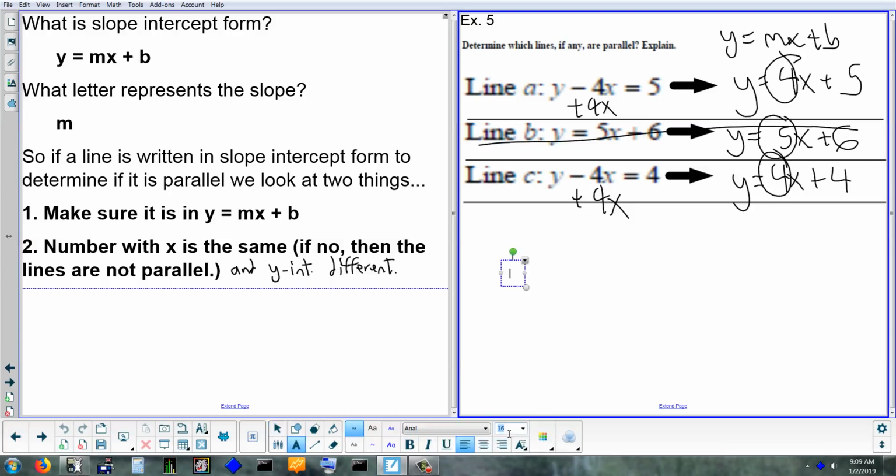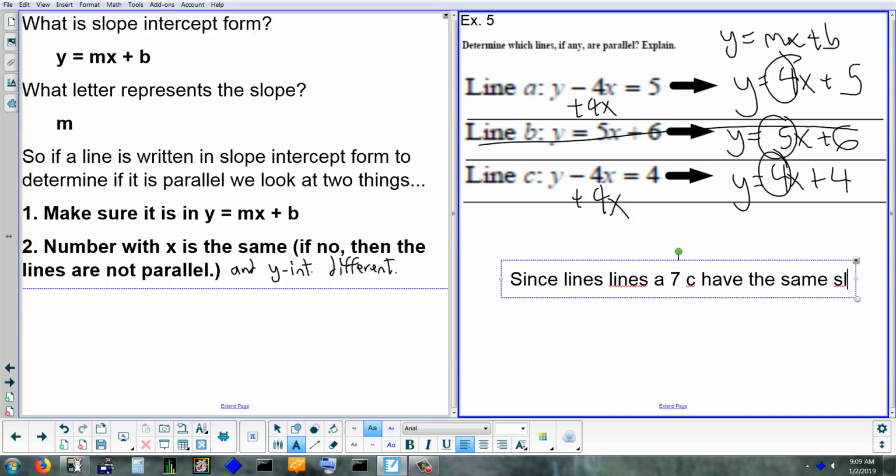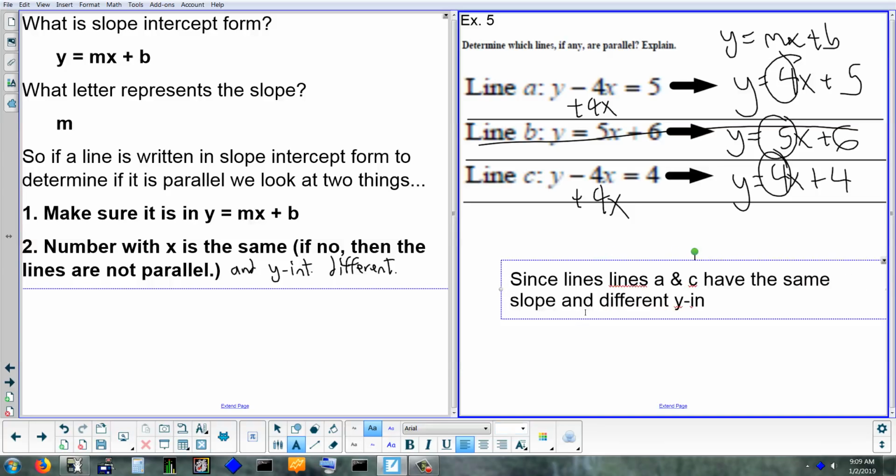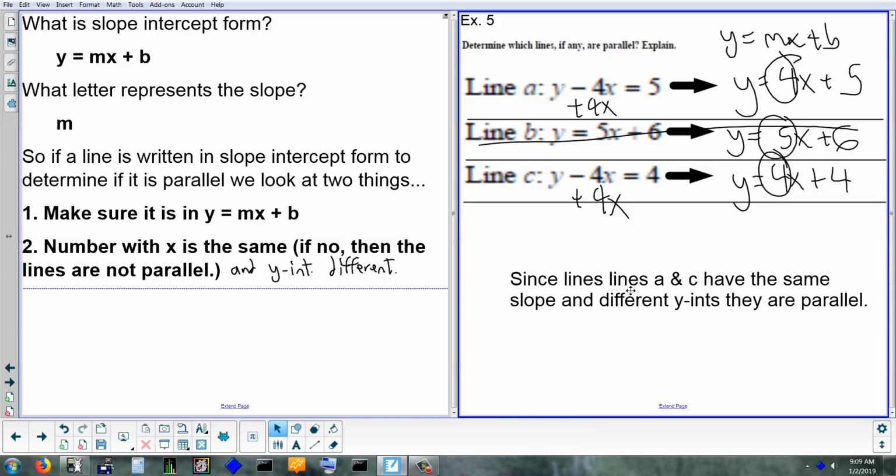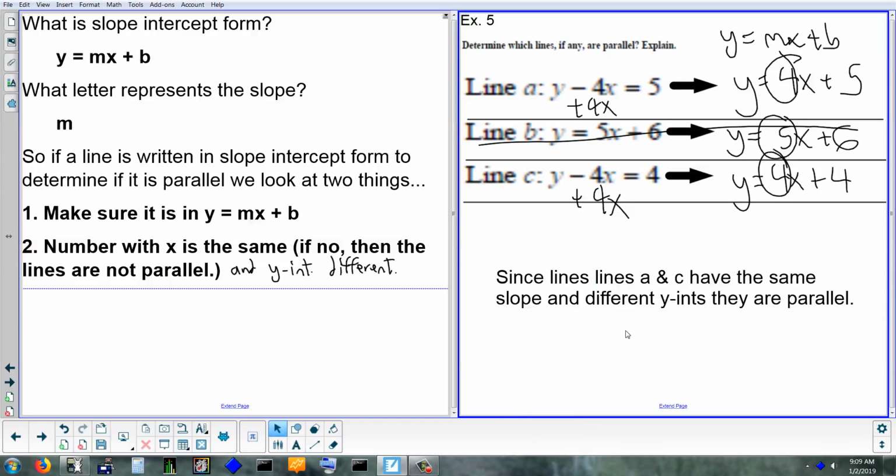What's the y-intercept of line A? 5. What's the y-intercept of line C? Are they different? Yeah. So line A and line C would be parallel because they have the same slope. Number with x is the same, and the y-intercept is different. All right? Again, you guys, we're just typing out the explanation on the test. You're not going to have to explain why.